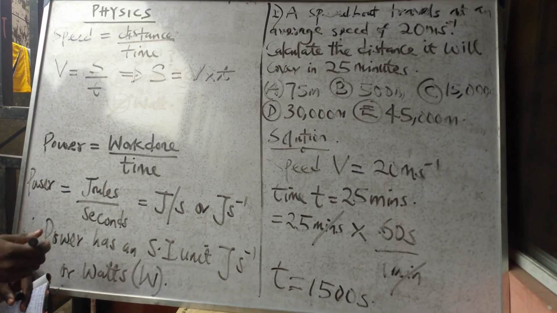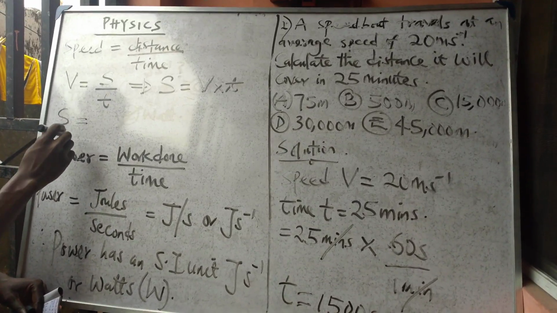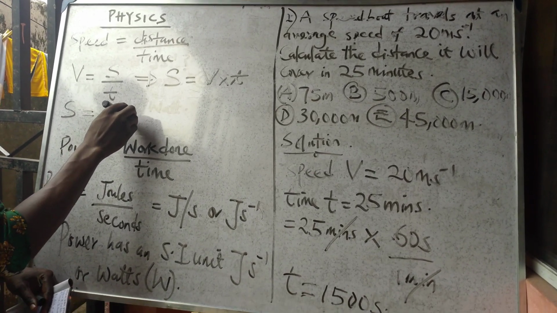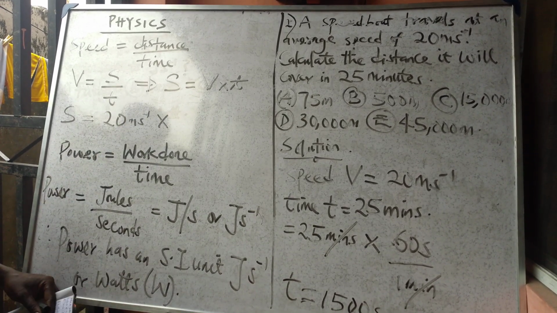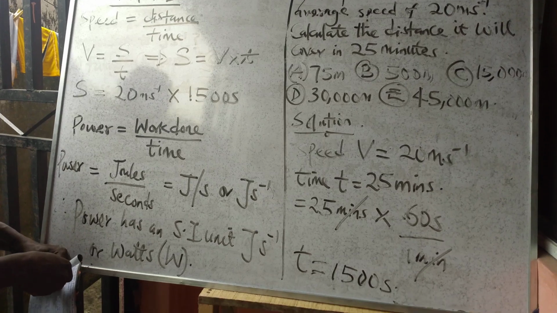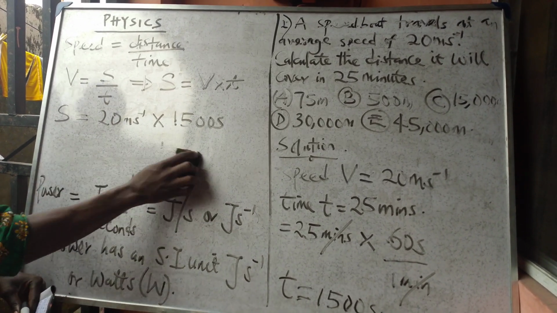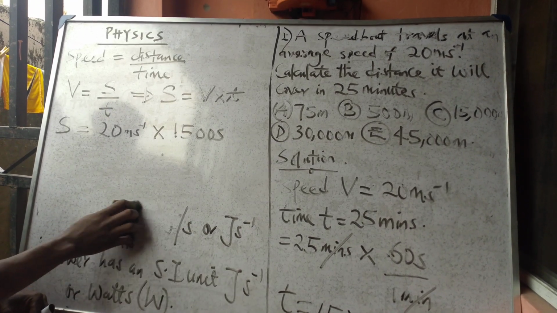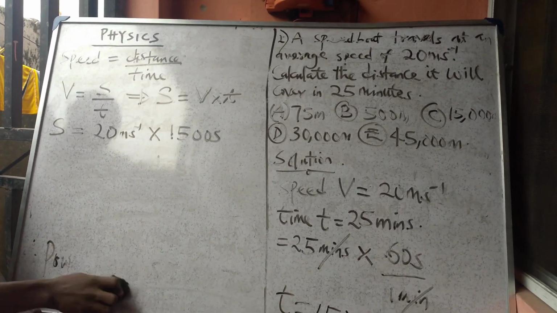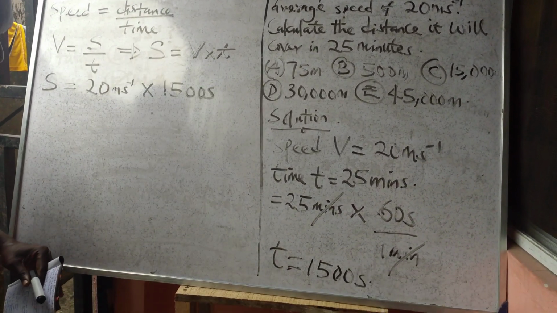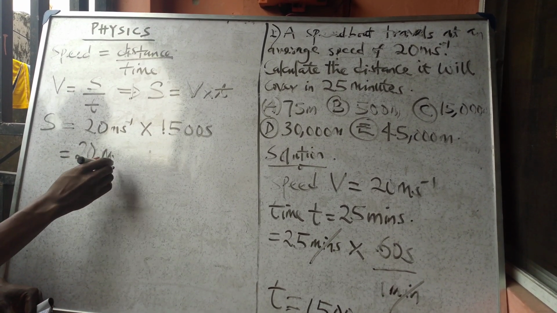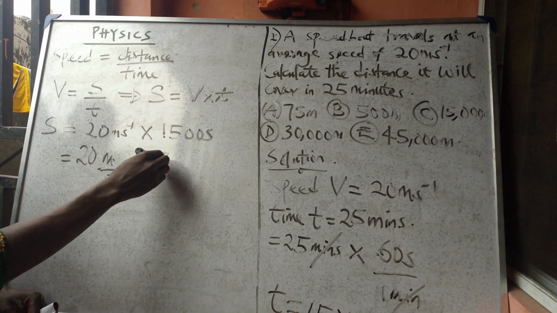Okay? So now, distance will be equal to the value of speed here, which is 20 meters per second, times the time, which is 1500 seconds. So what then will be the value of the distance S? We have to work that out. To work it out, this is 20 meters per second, that is m over s, times 1500 seconds.